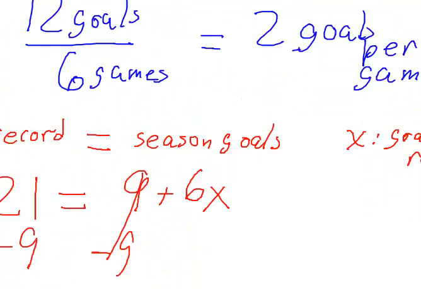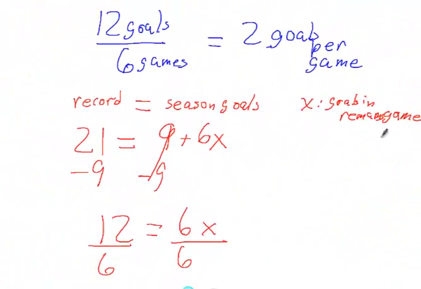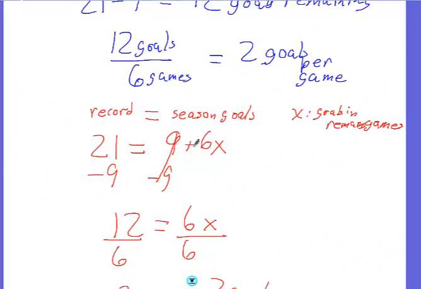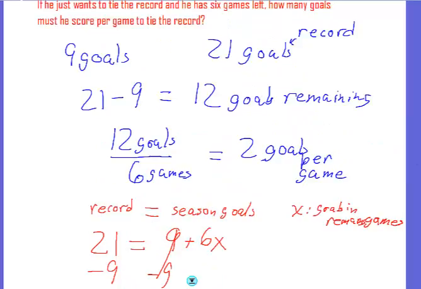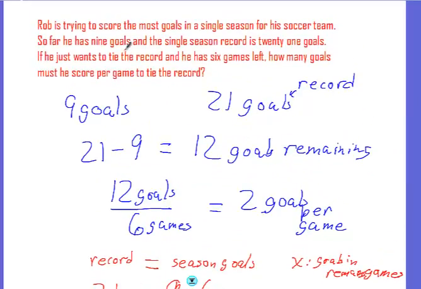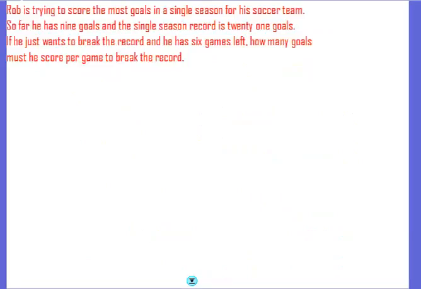So if we look here, this was just an equation. We had 21, the amount of goals for the record, equals 9 plus 6x. The only difference between this problem and the next one is a slight change in the wording. So let's go to this problem, and it's very, very similar. Again, Rob is trying to score the most goals in a single season for his soccer team. So far, he has 9 goals.